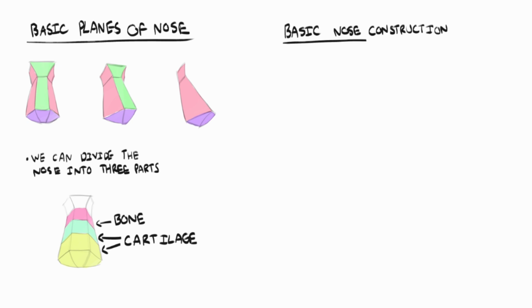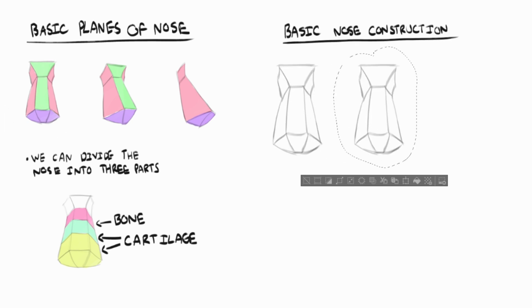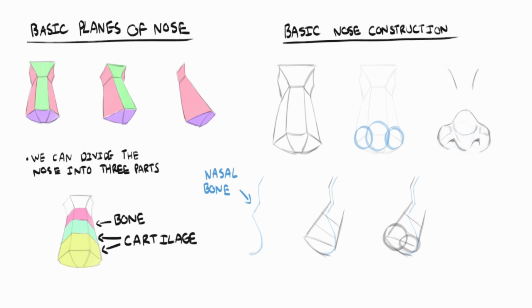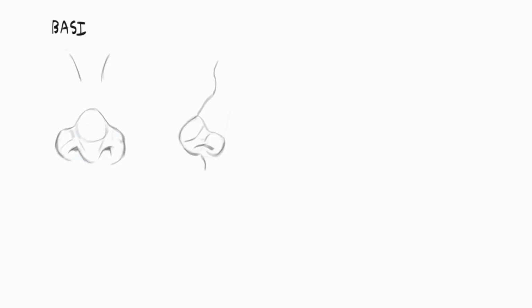And the way I like to construct the nose is with these 3 circular shapes, and then I sort of carve the shapes of the nose from there. From a side view, you'll see this bump on the nose sometimes, and that's where the nasal bone is. Here are the basic parts of the nose. Should be easy to remember, I think.